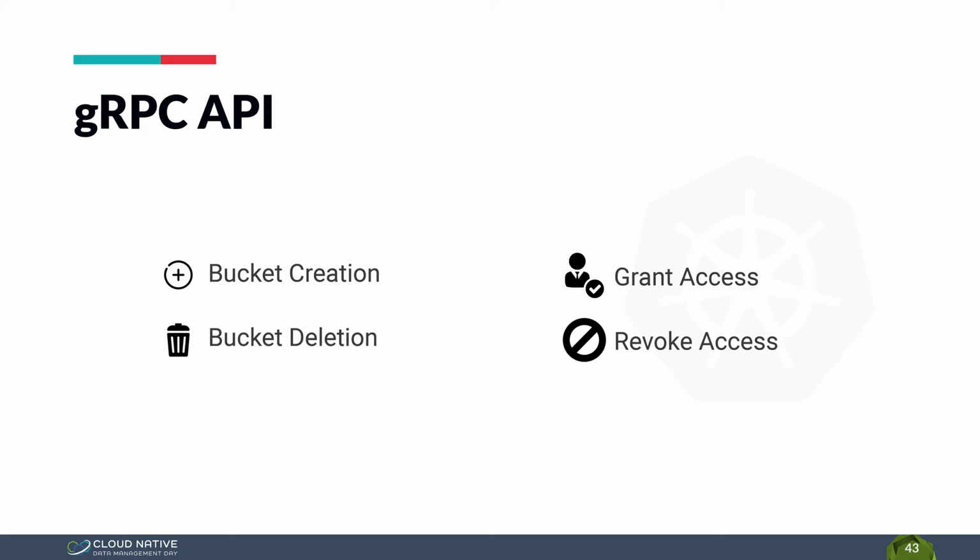The second one is bucket deletion. Bucket deletion would just go and delete the bucket. Now we have 2 forms of bucket deletion in COSI, and we differentiate between them using something called deletion policy. So there are 2 deletion policies: one is retain deletion policy, one more is delete deletion policy.